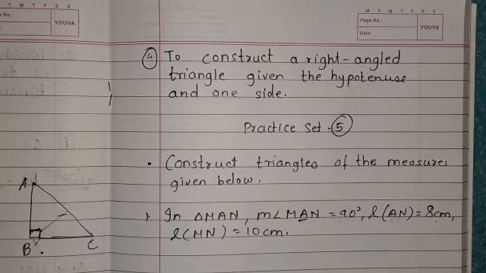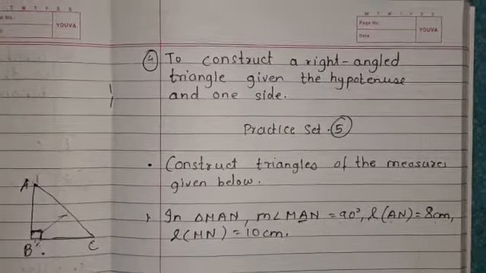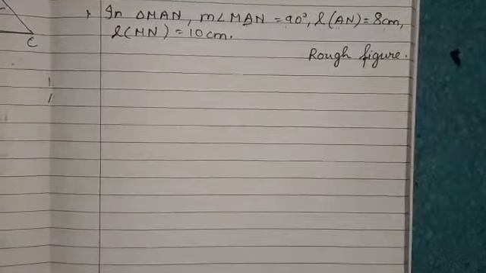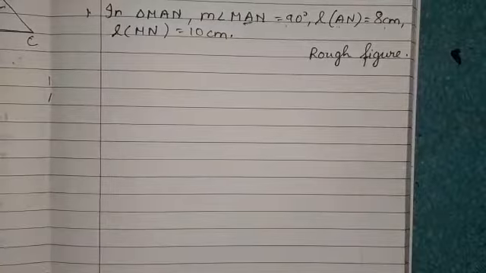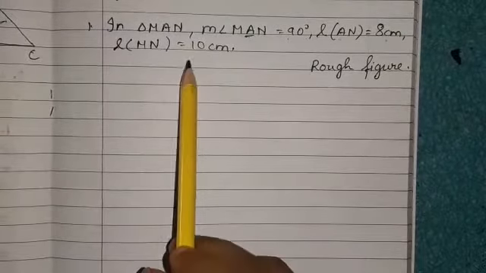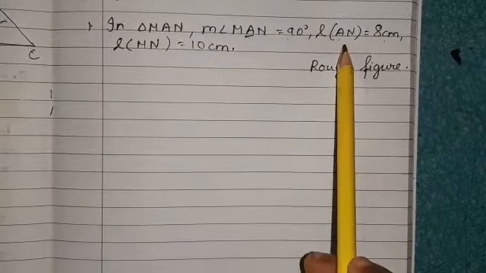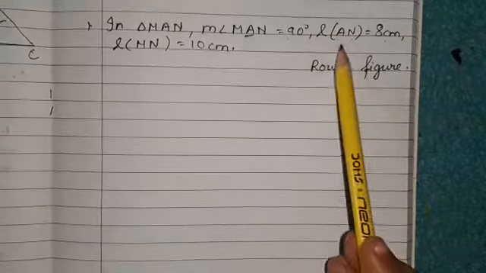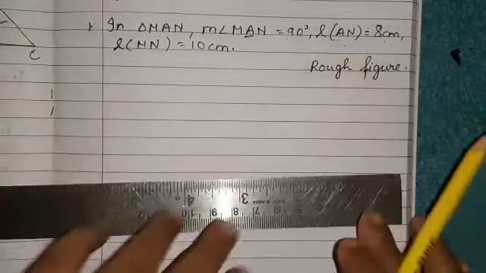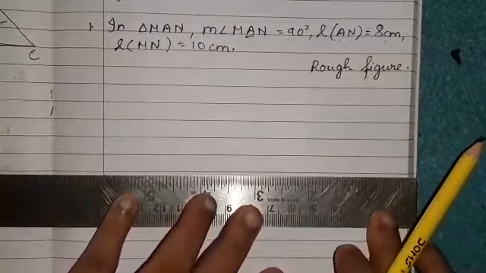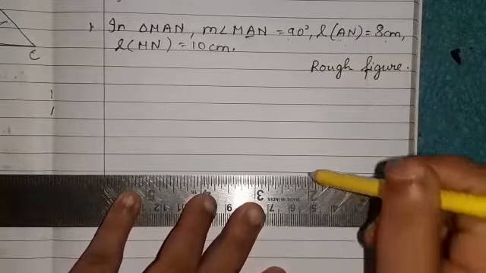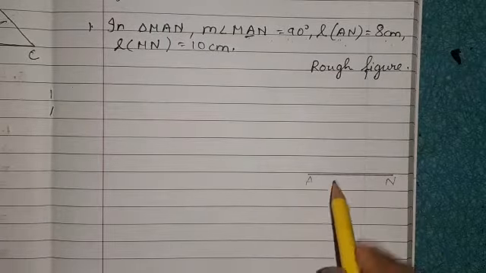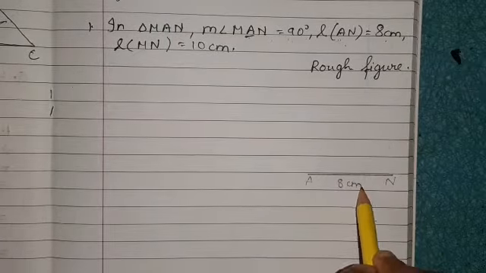Now I will show you how to do the construction. First let us draw a rough figure. First we will construct the base side. If this is the hypotenuse, then this side is remaining, isn't it? So this side we will show as our base, that is AN is equal to 8 centimeter. Suppose this is AN of length 8 centimeter.